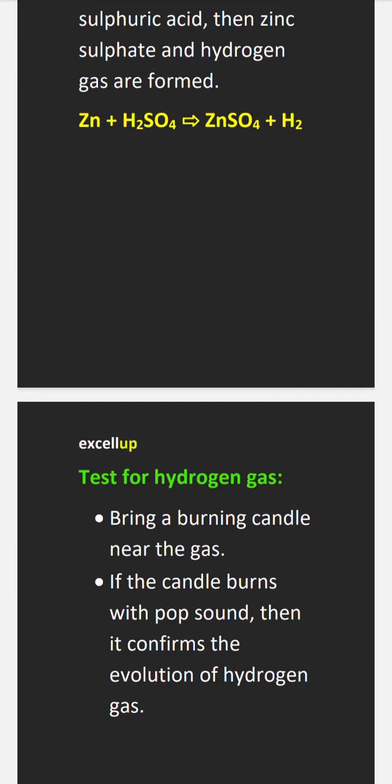Test for hydrogen gas. In many experiments, you will be asked to perform the confirmatory test for evolution of hydrogen gas. For this, bring a burning candle or a burning matchstick or a splinter near the gas. If the candle burns with a pop sound, then it confirms the evolution of hydrogen gas.